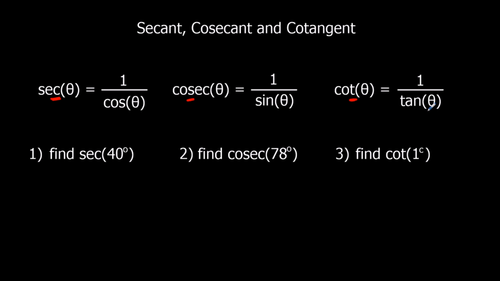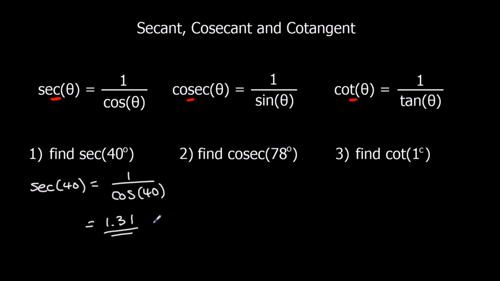So let's look at using these now. If we had to find sec 40, we just change it back into terms of cos. So sec 40 is equal to 1 over cos 40. We can't type sec into a calculator, but we can type 1 over cos into the calculator. So we make sure we're in degrees, and we can just type 1 over cos 40 in this case. And to 3 significant figures, that's 1.31.